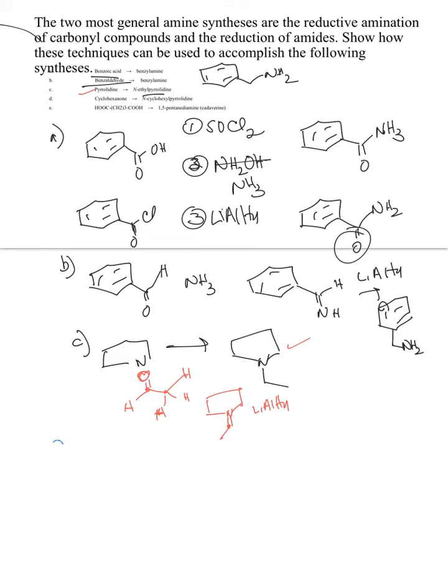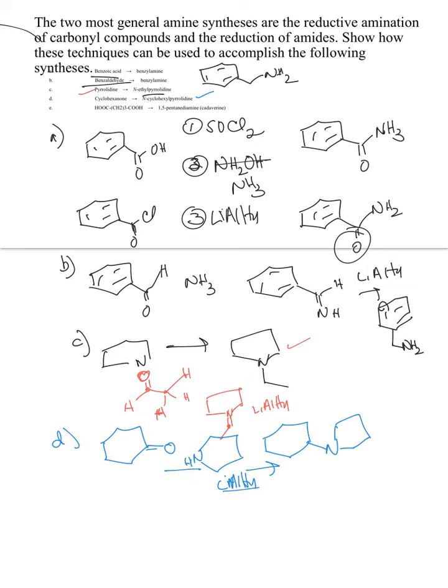Okay, D, cyclohexanone. So once again, you got a ketone, and you want to make N-cyclohexyl pyrrolidine, which is a 5-membered ring. So the amine that you need to react that with is this right here, and you want to do lithium aluminum hydride and reduce that down.